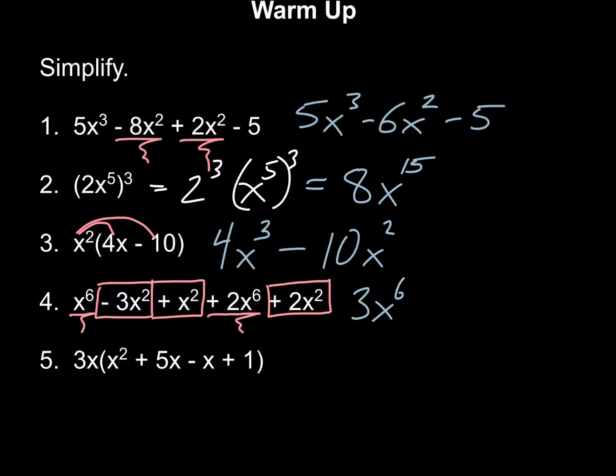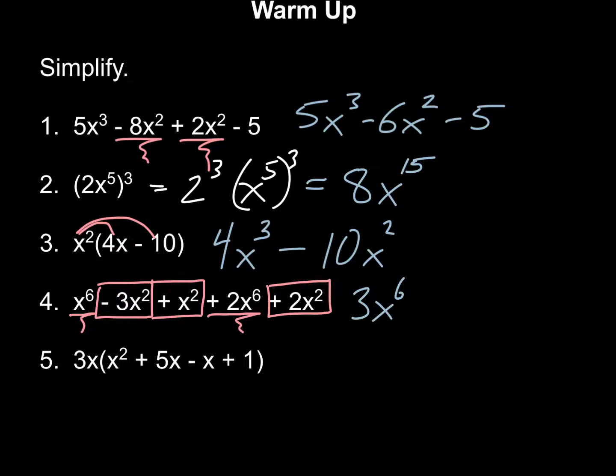So I'm going to do negative 3 plus 1. What's negative 3 plus 1? It's negative 2. And then I do the negative 2 plus 2 on the end, and negative 2 plus 2 is 0. 0x squared is 0, because 0 times anything is 0. So rather than writing in 0x squared or something like that, I don't need to write in plus 0. So actually that's our final answer right there. It's just 3x to the 6th, because all the x squareds canceled out, and so they went away.